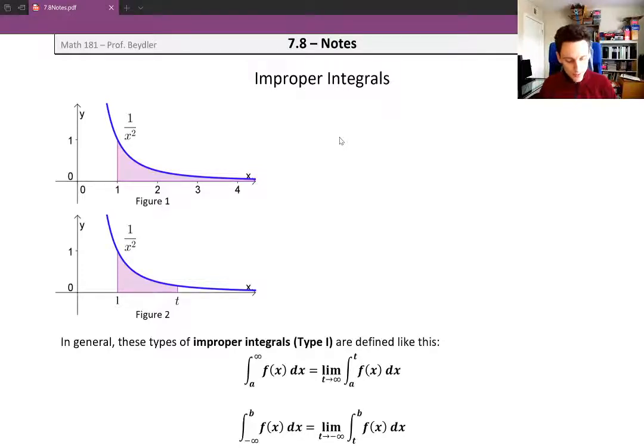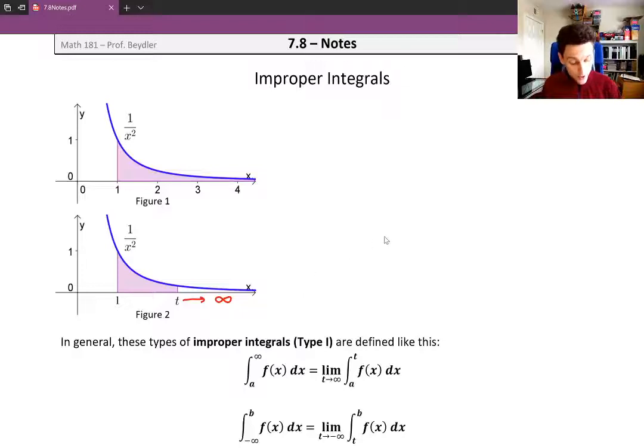So what we're going to do is, instead of having infinity for the right side of our interval, we're going to make it t, like in figure 2. So we're going to look at the integral from 1 to t, which is a finite interval, and find the area under the curve over that interval, and then take the limit as t approaches infinity, essentially moving the right side of the interval to the right, so letting t go to infinity. Actually, let me draw it down here. Letting t go to infinity.